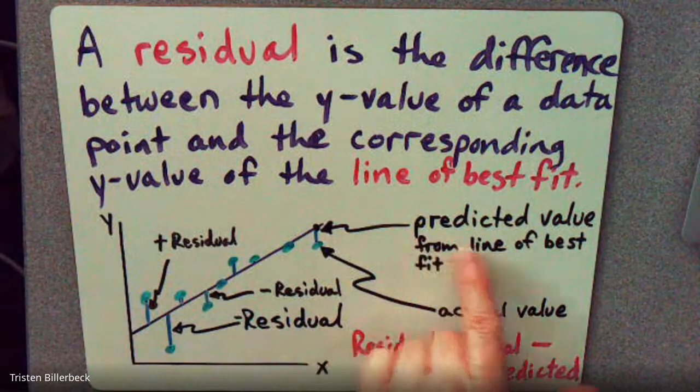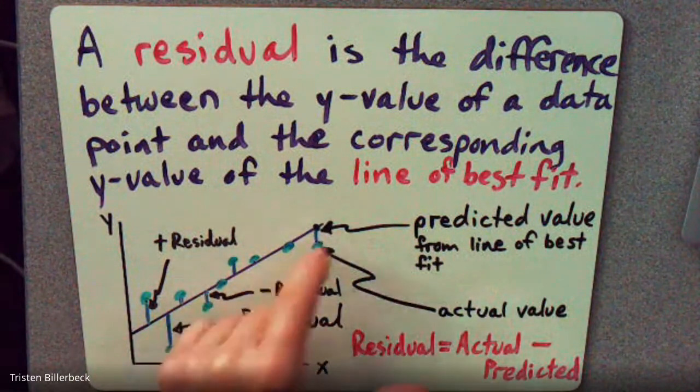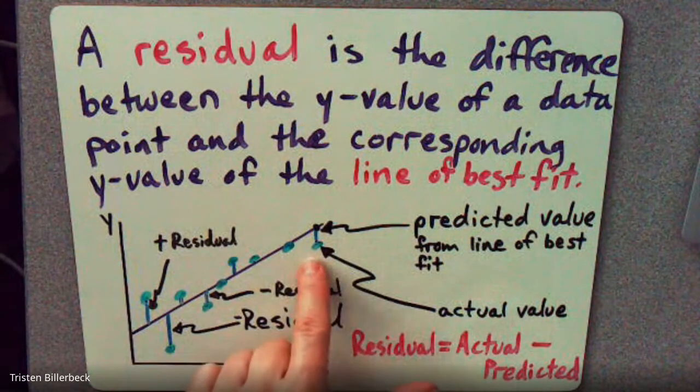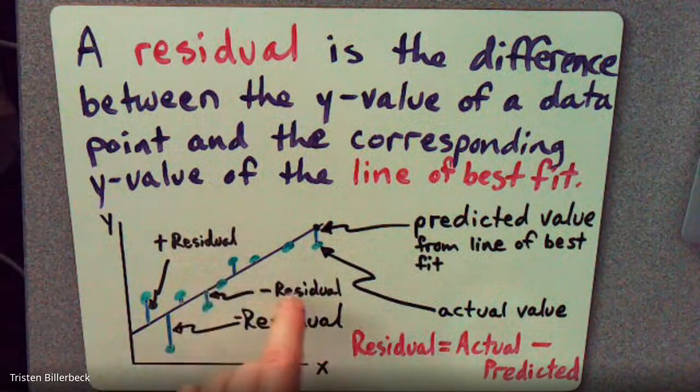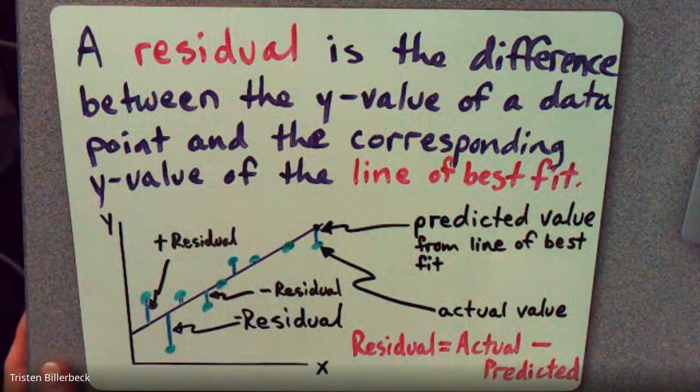Your predicted value from the line of best fit is actually on the line of best fit, and the actual values are the actual points of the data scatter. So the equation would be residual equals actual minus predicted. Let's take a look at how we might use this.